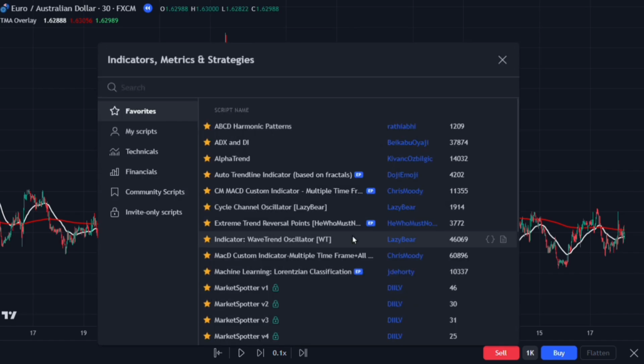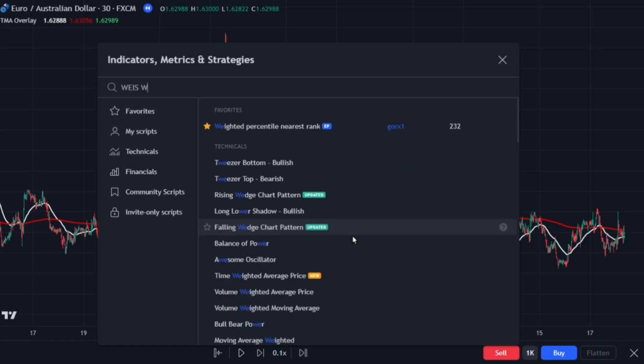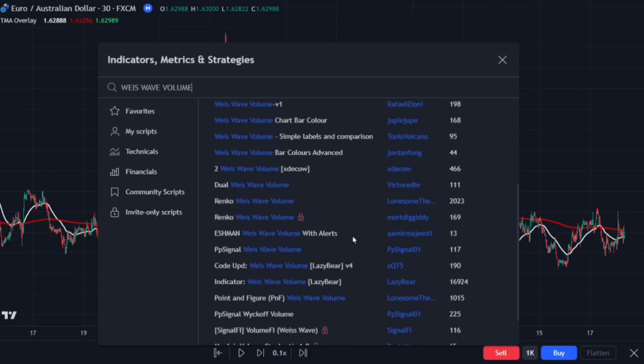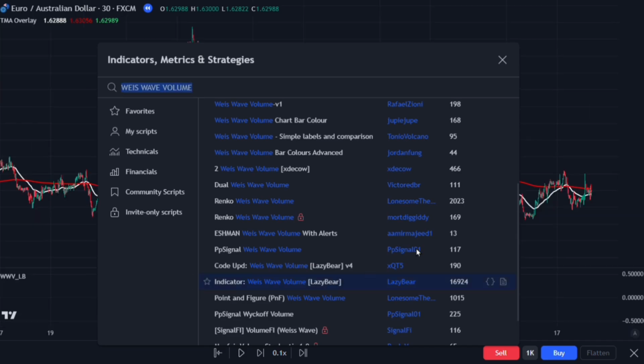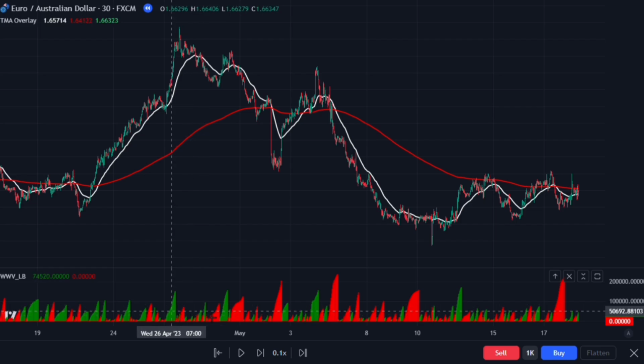So when you bring up the indicator search panel, I want you to search for the Wave Volume. Then scroll down and look for the indicator by Lazy Bear, as this indicator was scripted by a well-known genius on TradingView. Now this is a volume indicator that indicates the volatility of a trading pair in the market.